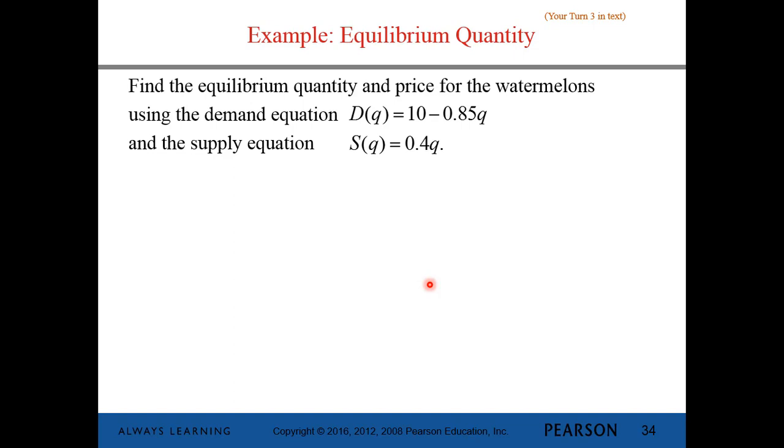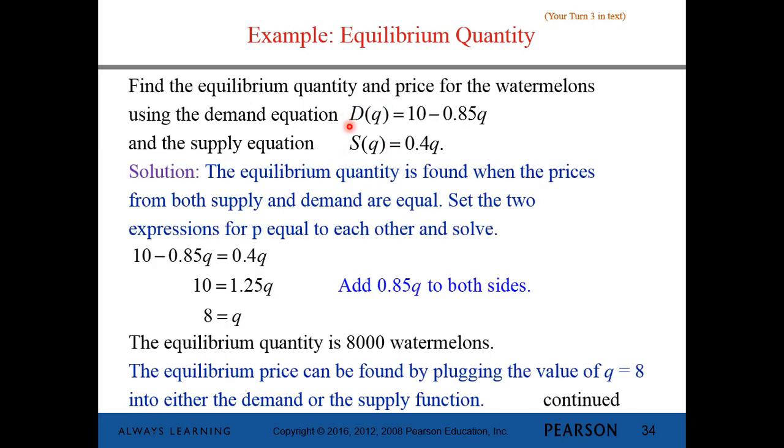Okay, so how do you find that? Well, set these equal to each other. The equilibrium quantity is found when the prices from both supply and demand are the same. So what we're going to do is set both of these functions equal to each other and solve for Q, and that's going to be the equilibrium quantity.